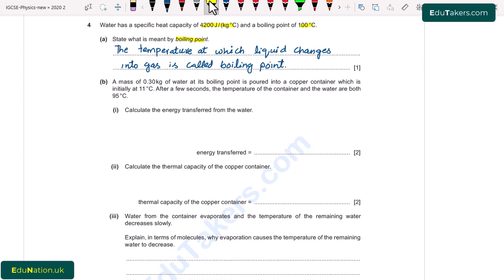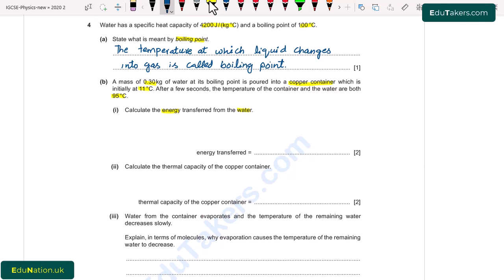Part B. A mass of 0.35 kilogram of water at its boiling point is poured into a copper container, which is initially at 11 degrees C. So the temperature is 11 degrees C. After a few seconds, the temperature of the container and water are both 95 degrees C. After some time, the temperature of both becomes 95 degrees C. Part 1. Calculate the energy transferred from the water. So here we have to calculate the energy that is transferred from the water.